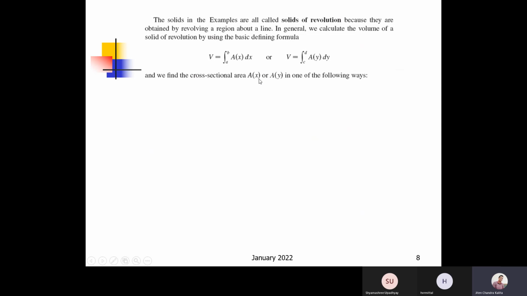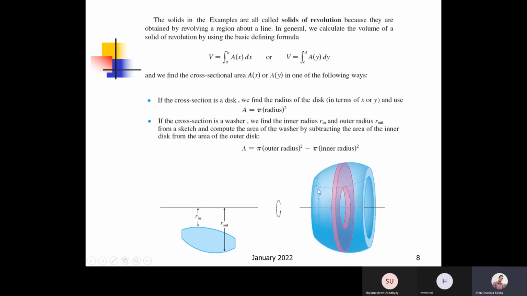we were doing it through this formula. We find the cross-sectional area A(x) or A(y) in one of the following ways. If the cross-section is a disk, we find the radius of the disk and use A equal to pi times radius squared. If the cross-section is a washer, we find the inner radius R_in and the outer radius R_out from a sketch and compute the area of the washer by subtracting the area of the inner disk from the area of the outer disk, which results in this. So this is the situation. This is about volume of solid of revolution.